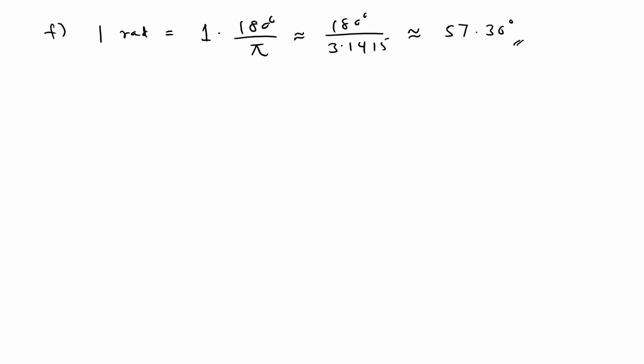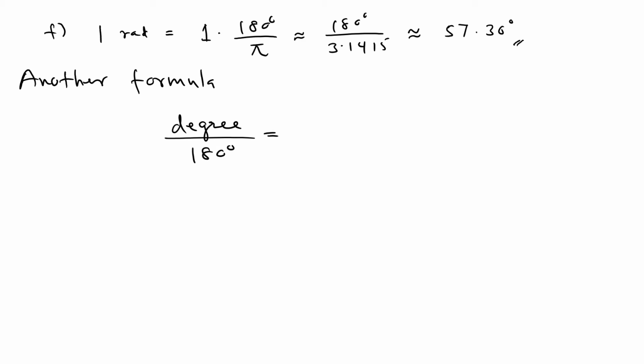Okay, and also sometimes students like to use another formula. Let's call it another formula. You can also write a conversion formula like this. Let's say degree value divided by 180 equals the radian value divided by pi. So this also can be used as a formula. That means if you know one, you can find the other one.